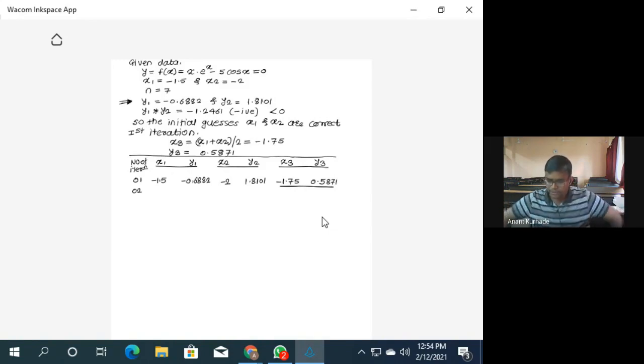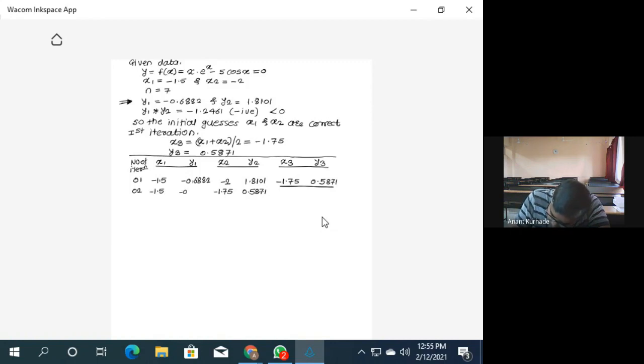See, we are shifting this. So here we have minus 1.75 and here 0.5871. So we are shifting pair number 3 with pair number 2. That means for iteration number 2, we have x2 equal to minus 1.75 and y2 equal to 0.5871, and x1 y1 remains as it is.